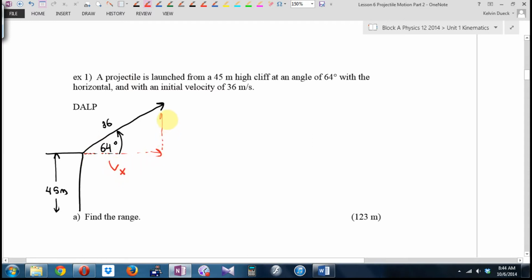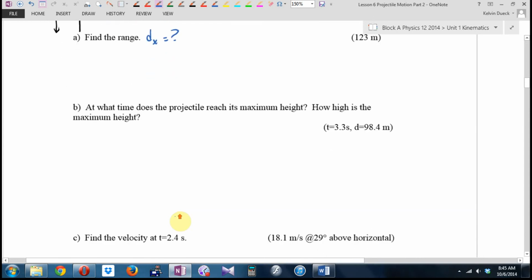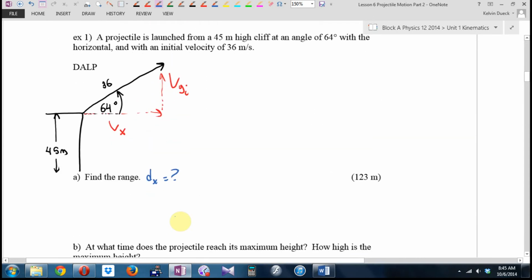Vx and Vy initial. Rachel, what are they asking me to find in part A? Find the range. How do we express that? It's dx. Let's write down next to there, dx equals question mark, which suggests I'm going to be tackling part A horizontally somewhat. I'm not sure I left enough room here, unfortunately. We're going to have to write small, but that's okay, I guess.